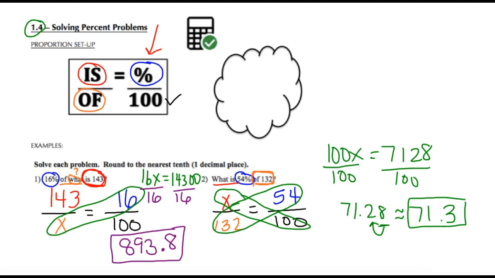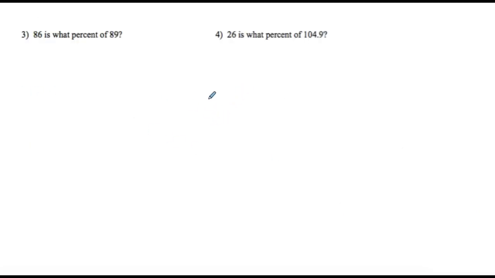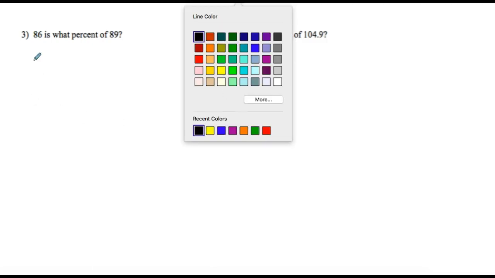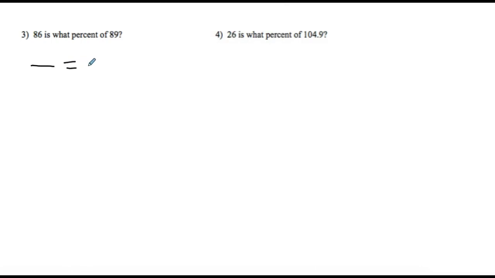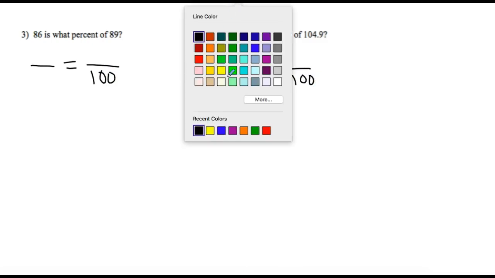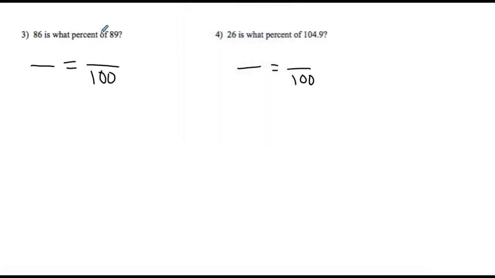Okay, let's take a look at the next two examples. 86 is what percent of 89? So I'm going to go ahead and start with my proportion just like I have been. This 100 never moves. I can fill that in all the time. When I'm looking, I notice something. I notice none of these numbers have the percent symbol. This symbol is missing. There's no percent. So I'm going to put my X in there right away.